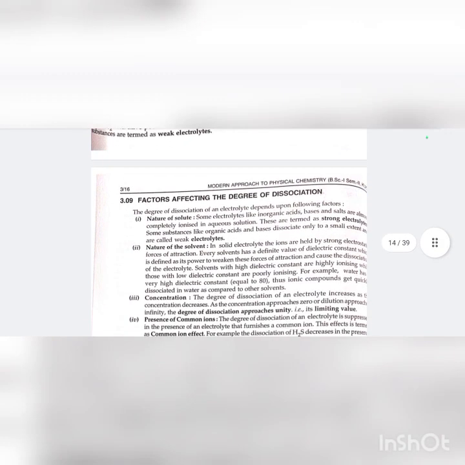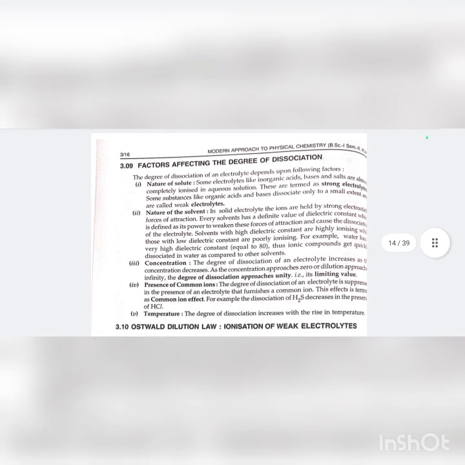These substances are termed strong electrolytes, whereas organic acids, some inorganic acids like H2CO3, H3PO4, and bases like NH4OH, Mg(OH)2, etc. have poor conductance because they have a low degree of dissociation, and such substances are termed weak electrolytes. Next, factors affecting the degree of dissociation.